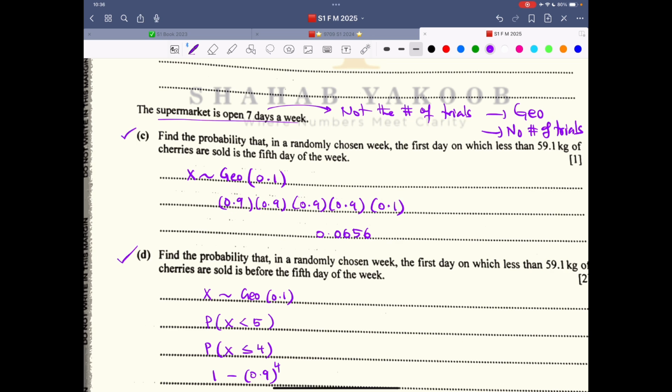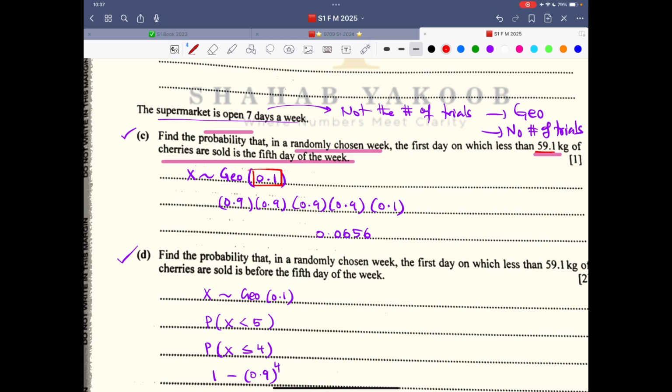Part C and part D. Let's look at this. It says, find the probability in a randomly chosen week that the first day on which less than 59.1 kg of cherries are sold is the 5th day. So now this 7 days, or maybe the whole month, it's open every single day. What difference does it make? This is geometric, and the probability of success is 0.1.